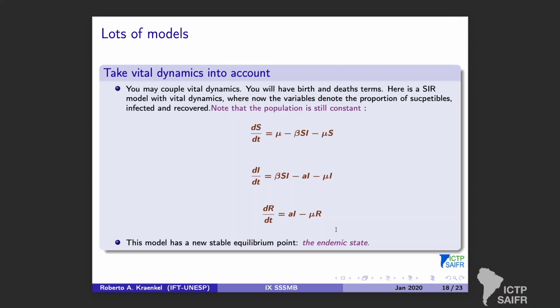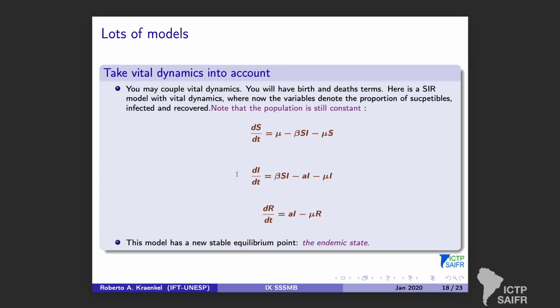times s plus I plus r, which happens to be n, or in this case it's 1, okay, because it's the fractions. And therefore, I have to add the term equal to mu to the equation for susceptibles, which represents the birth of new susceptibles, in such a way that birth and death balance, it maintains the population constant. So this is what is called an SIR model with demography.